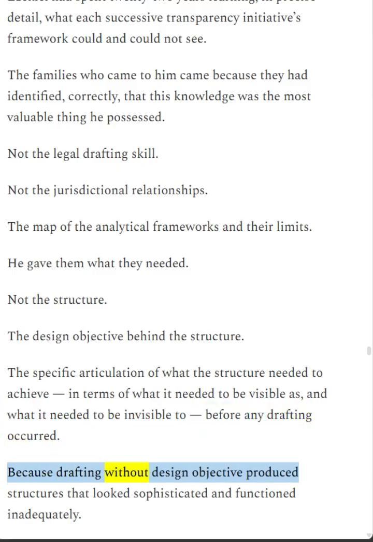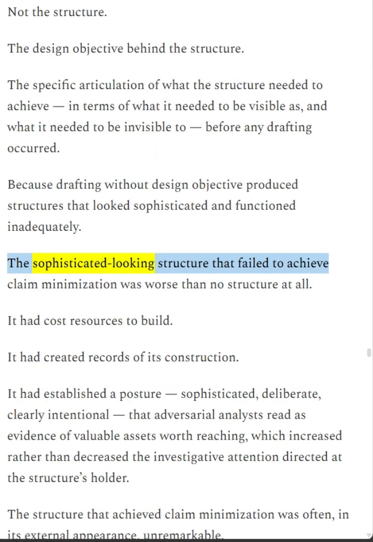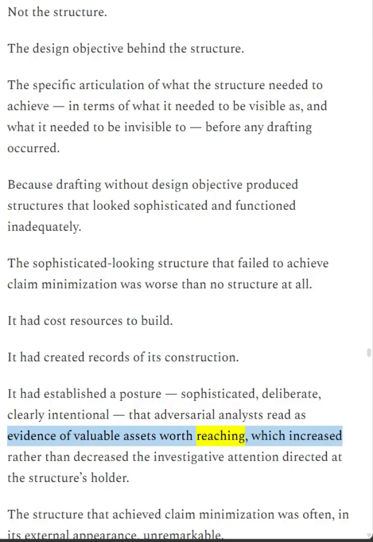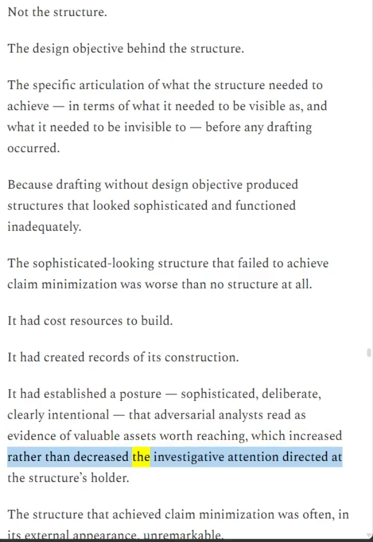Because drafting without design objective produced structures that looked sophisticated and functioned inadequately. The sophisticated-looking structure that failed to achieve claim minimization was worse than no structure at all. It had cost resources to build. It had created records of its construction. It had established a posture, sophisticated, deliberate, clearly intentional, that adversarial analysts read as evidence of valuable assets worth reaching, which increased rather than decreased the investigative attention directed at the structure's holder.